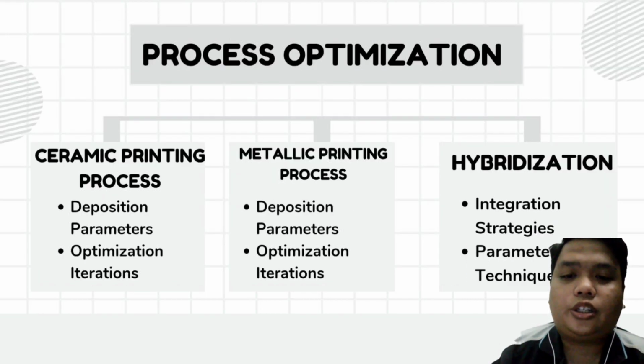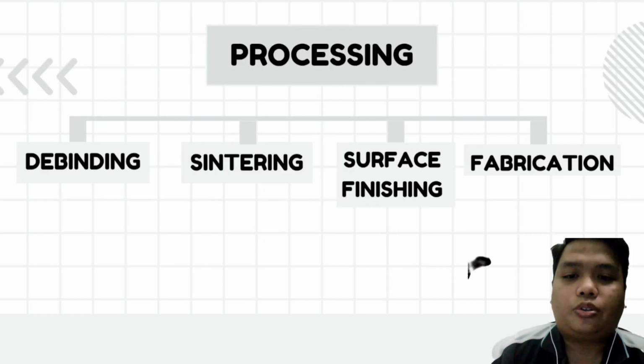Process optimization. We have three: ceramic printing process, metallic printing process, and hybridization. Ceramic printing and metallic printing each have two: deposition parameters and optimization iteration. For the hybridization, two: integration strategy and parameter and technique. For the processing, we have four: first is debinding, second is sintering, third is surface finishing, and lastly the fabrication.